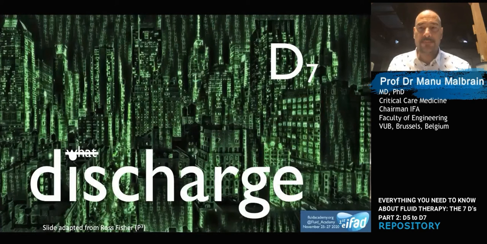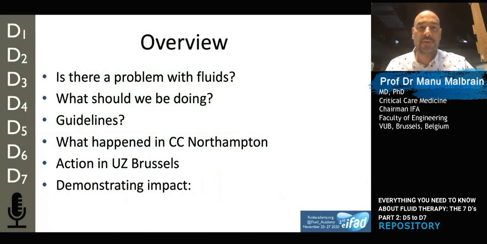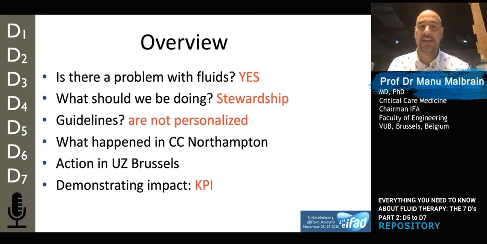So D7. When you've treated your patient well and guided him through the dynamic phases, taking into account the 4 indications, 4 questions, 4 phases and the ROSE model, at some point, hopefully your patient will be discharged. And I think it's important to gather and collect some data afterwards. You could ask yourself the question, is there a problem with fluids? What should you be doing? What do the guidelines tell? What happened in Northampton, M5 in Scotland, Brussels, and can you demonstrate an impact?